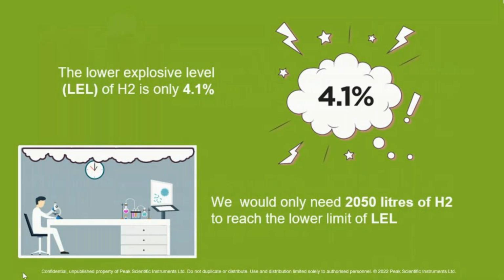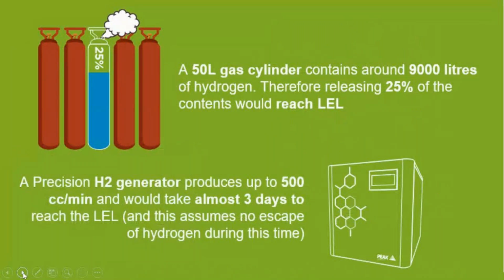So if we contrast a large hydrogen cylinder with a generator, again, the hydrogen cylinder would contain around 9,000 litres of gas when it is full. So releasing just a quarter of the contents quickly would mean that we could actually reach the lower explosion level within a short space of time. So it certainly is conceivable that this could happen with a significant leak of gas into the lab. If we contrast this with a hydrogen generator producing up to half a litre per minute, it would take almost 3 days to produce that same volume of gas.